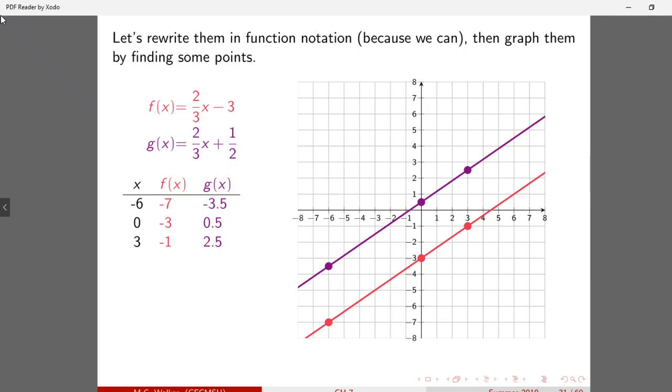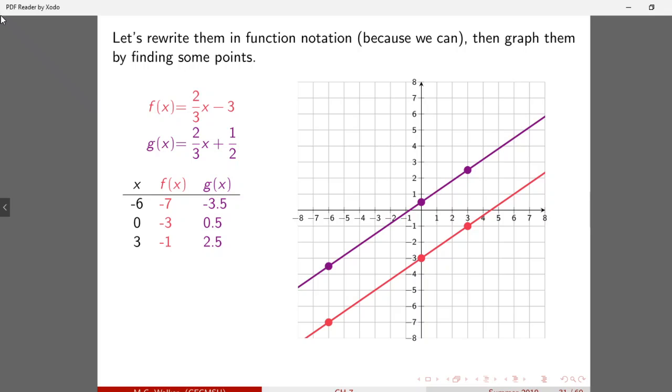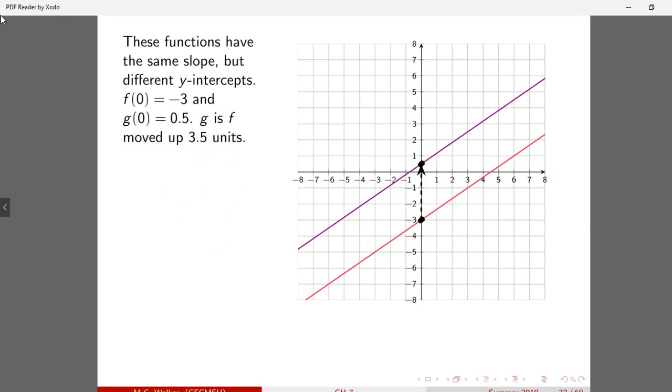If we graph these in pink and purple, we can see that they're running in the same direction, right? They both have this 2/3 multiplying x. M is 2/3 in both of them. The slope is 2/3 for both of these lines. They have the same slope, but they have different y-intercepts. F of 0 is negative 3, and g of 0 is 0.5. So g is f moved up 3.5 units.